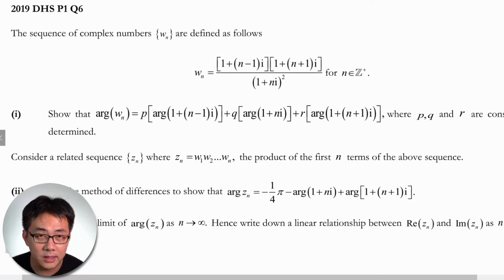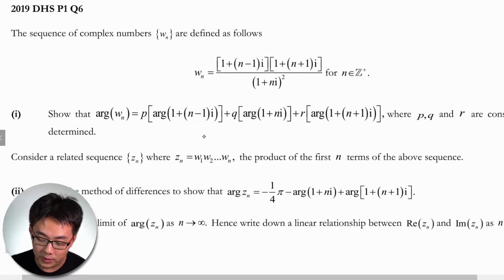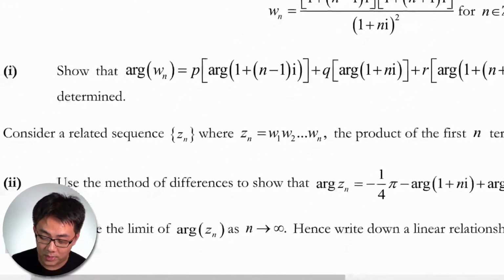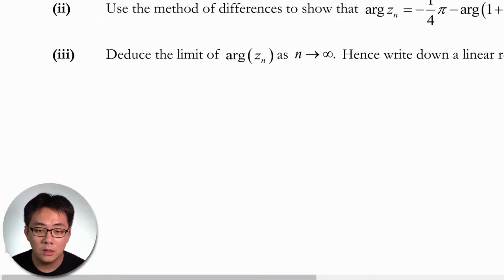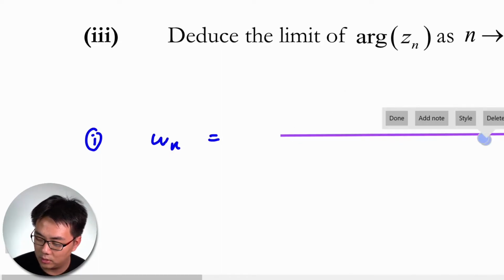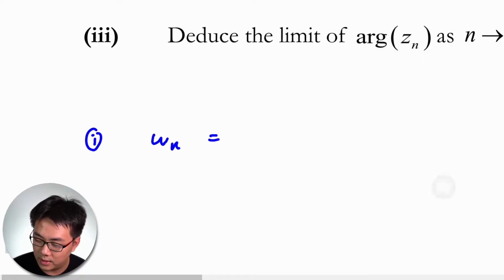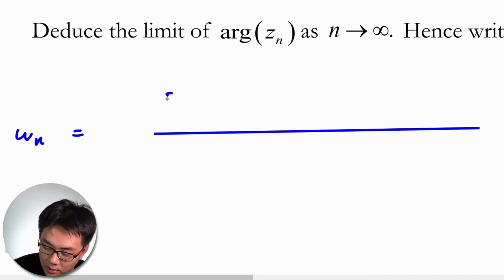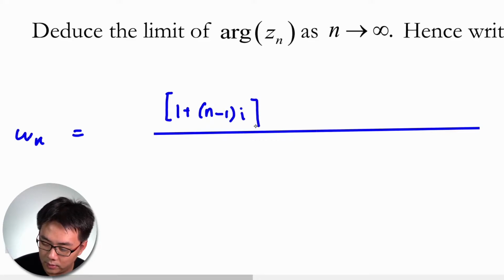Alright, so this is actually a pretty straightforward question here. If you want to find the argument of Wn, you just arg both sides. So let me just copy this expression down. It will be number 1. So you have Wn equals to, well, this is a very long thing to write. So basically what you have is 1 plus n minus 1 factorial, so 1 plus n plus 1i.